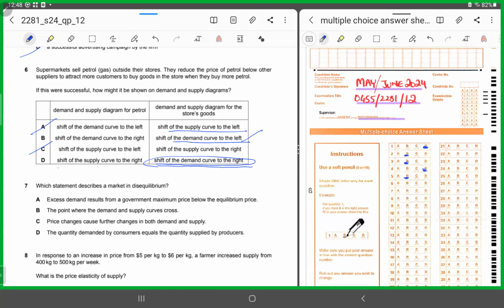The first part of it says the demand and supply diagram for the petrol. The supply curve shifts to the right. Yes, why? Because the supply of the petrol will increase. They are willing and able to sell more and more petrol at reduced prices. So the supply curve for the petrol will shift outwards, and the demand curve for the other goods at the store will shift to the right. Right? So the supply curve will shift to the right for the petrol, and the demand curve for the goods will move to the right. Right? So for 6, it has to be D.